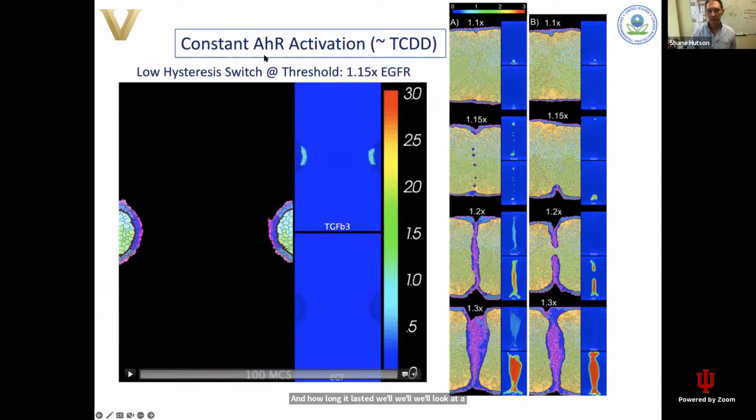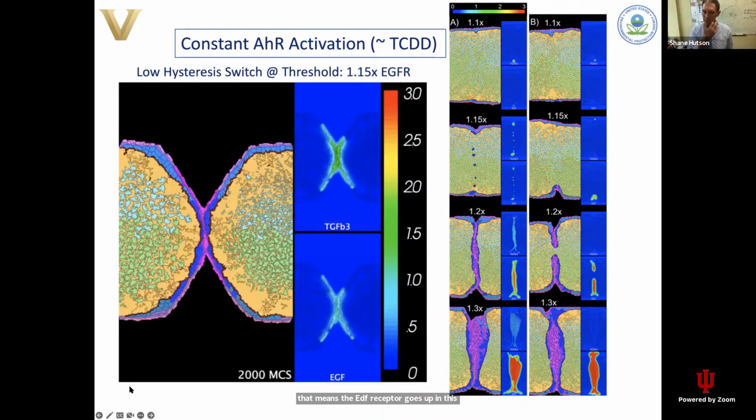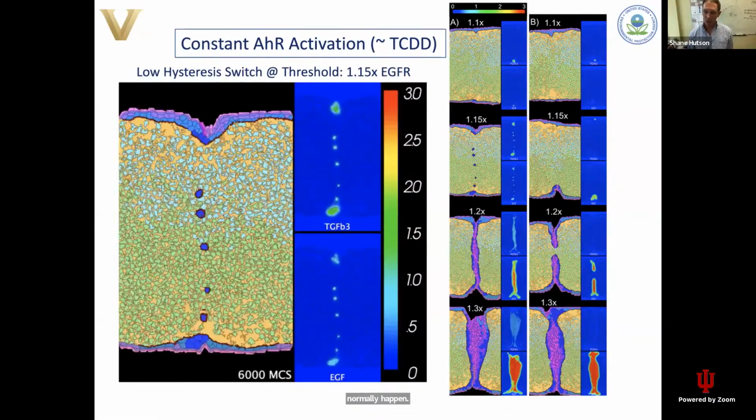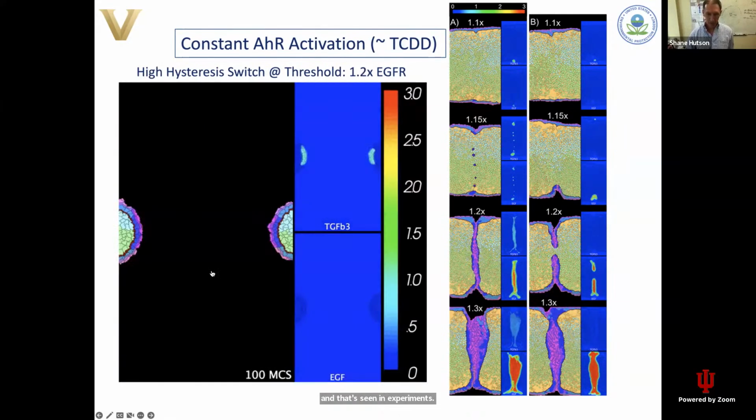So if we just have constant TCDD, or constant dioxin, so constant activation of this hydrocarbon receptor, that means the EGF receptor goes up. Well, in this case, if it goes up just a little bit, 15% above what would normally happen, the seam sticks around a little bit longer than normal, but it still is able to fuse. Sort of these pearls are left in the seam a little bit, and that's seen in experiments, but the seam is pretty much fused. It's okay.